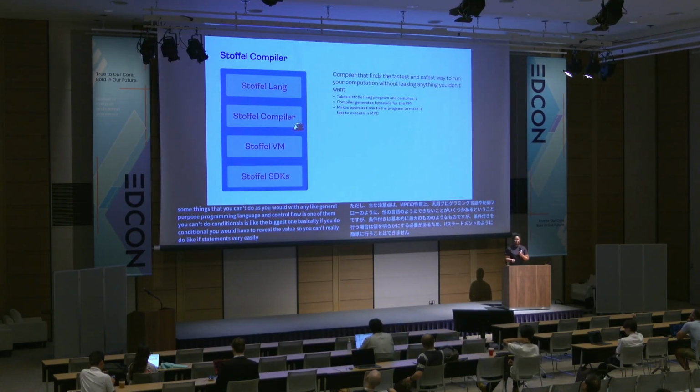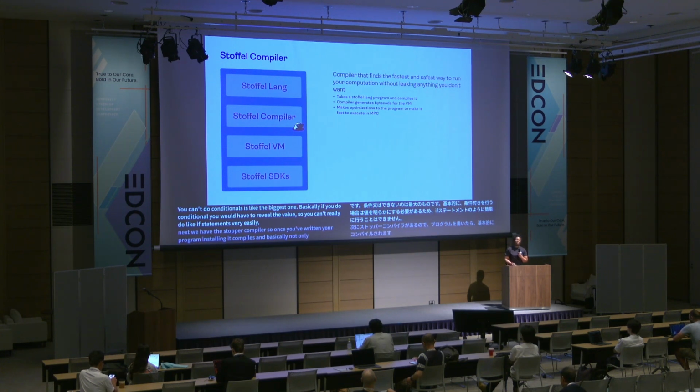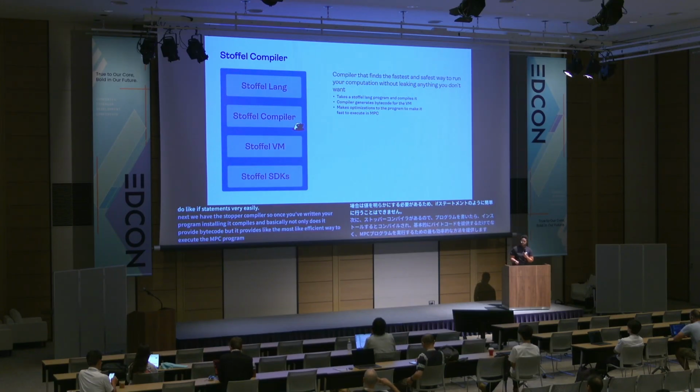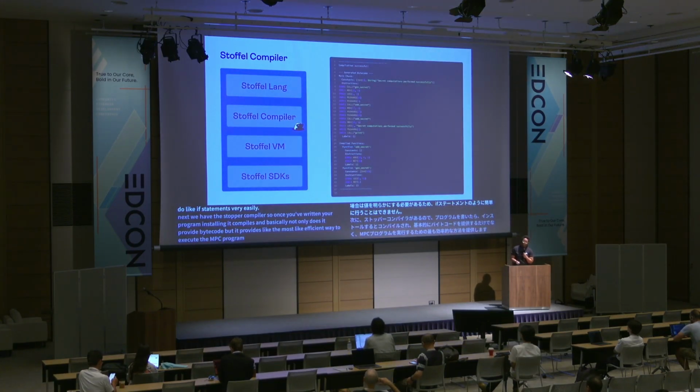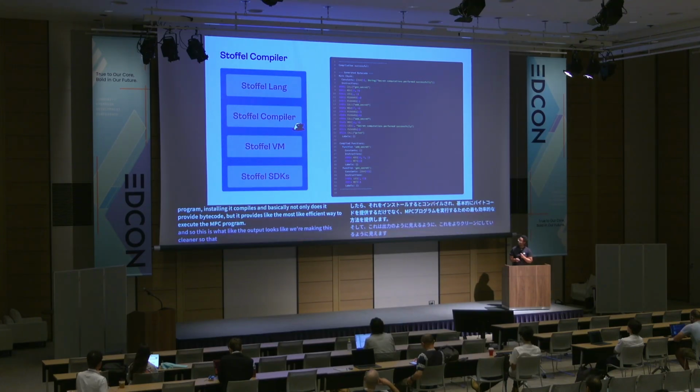Next, we have the Stoffel compiler. Once you've written your program in Stoffeling, it compiles, and not only does it provide bytecode, but it provides the most efficient way to execute the MPC program. And this is what the output looks like. We're making this cleaner so that it makes more sense for developers.